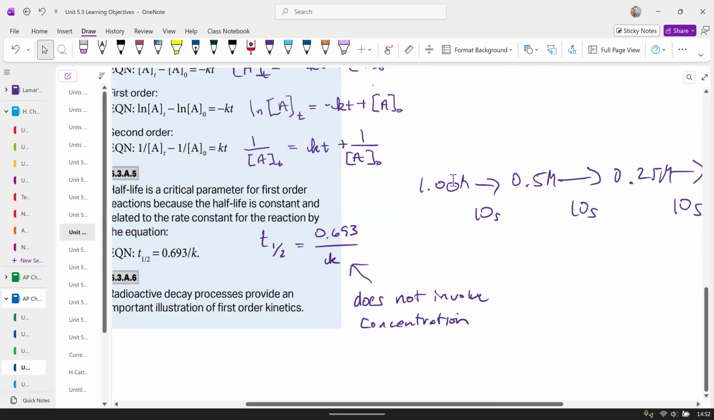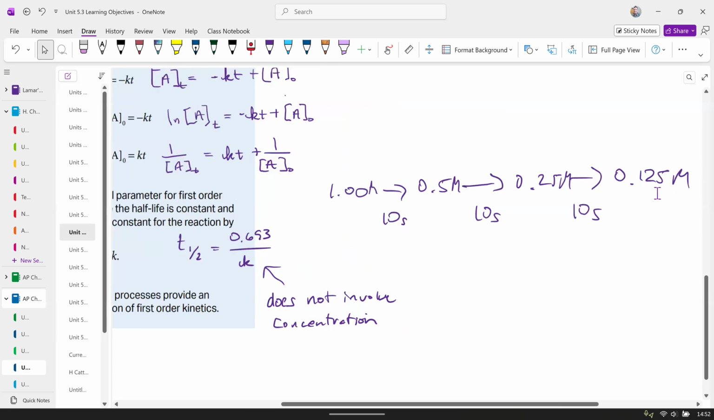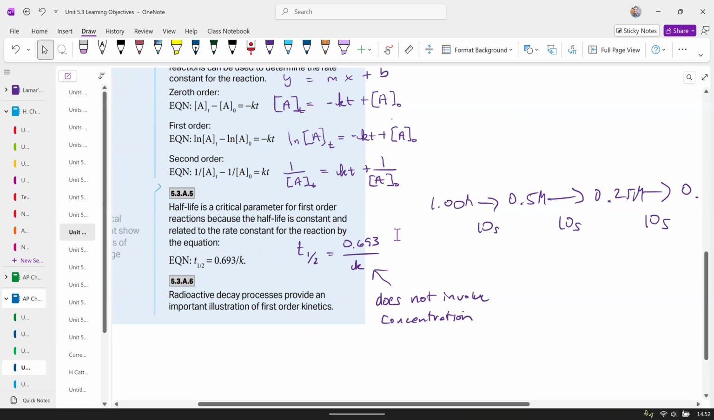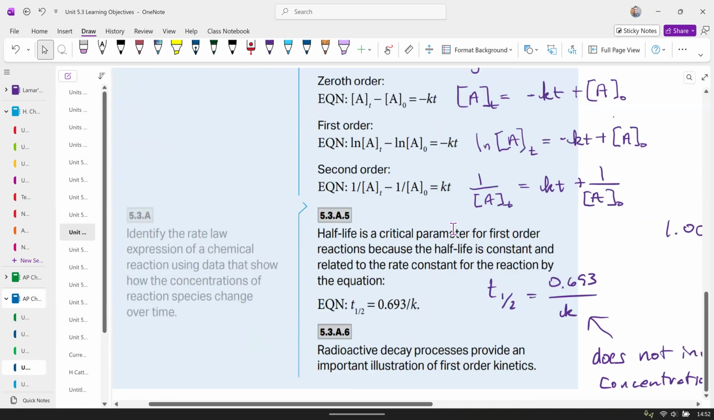But a half-life, we're looking at going from 1 molar to 0.5 molar, 10 seconds, from 0.5 molar to 0.25 molar, 10 seconds, from 0.25 molar to a half of that value, 0.125, it's 10 seconds. The time for each successive half-life is exactly the same amount of time. And so I basically taught everything right now, but let's go to the lesson.